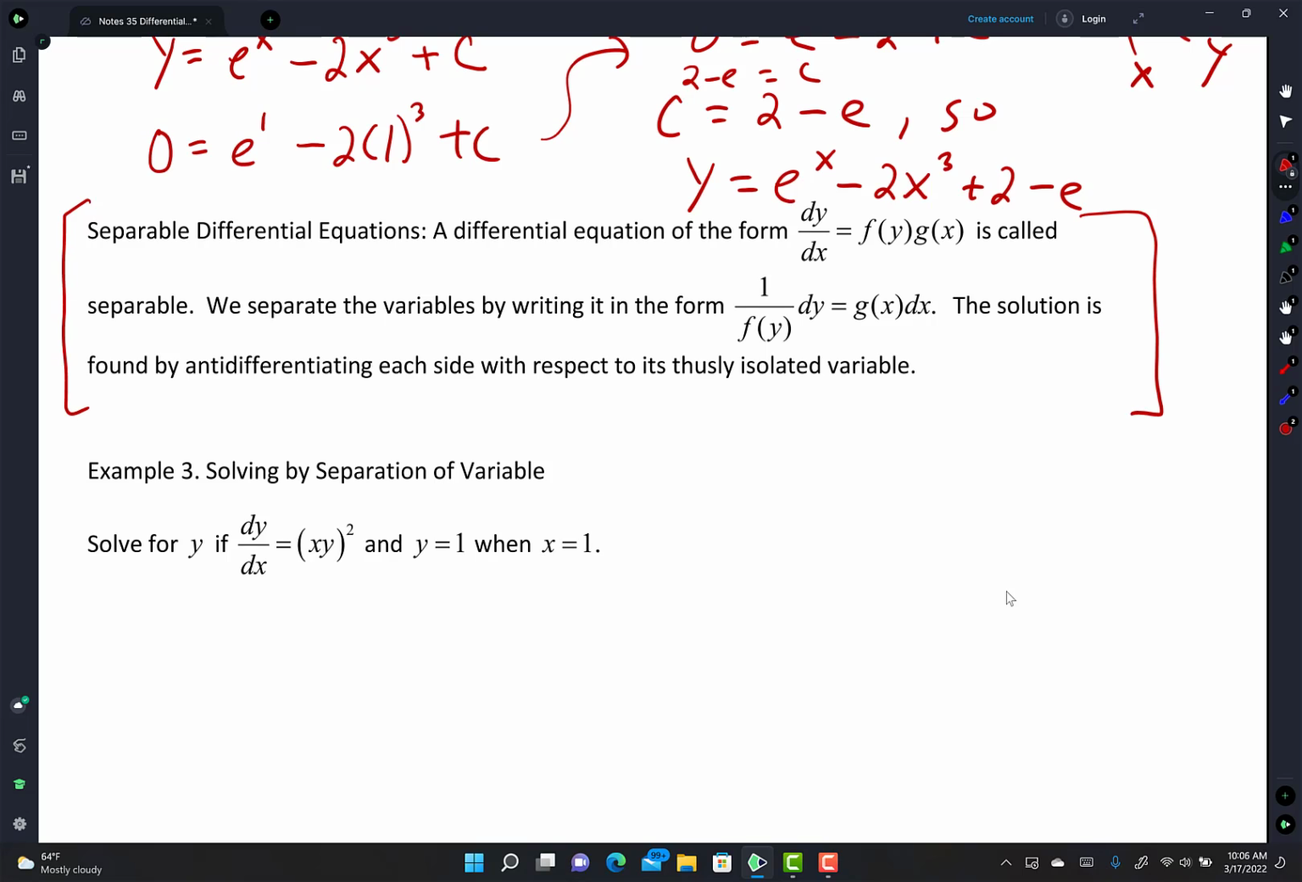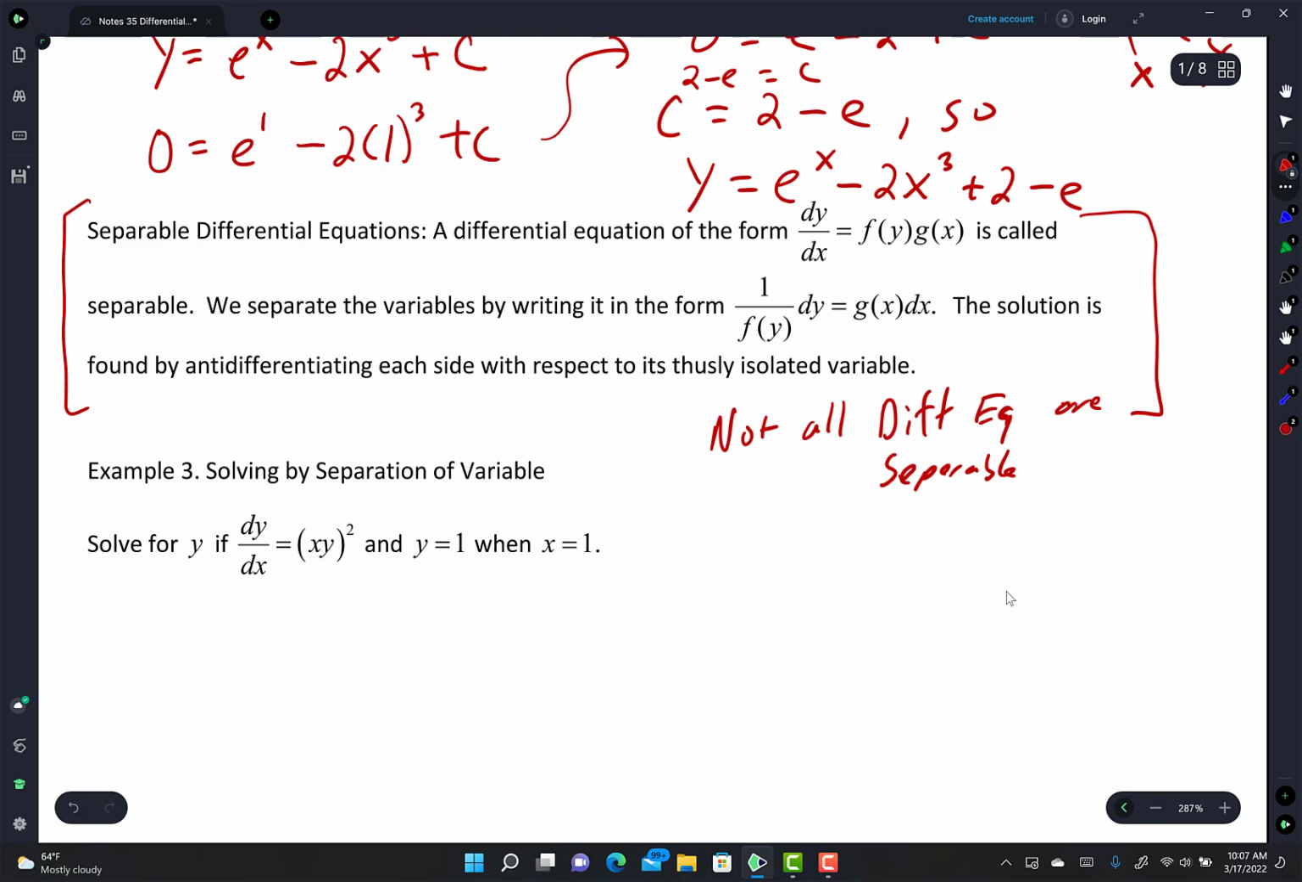Okay, all that means is that you can group the x's with the x's, the y's with the y's. Now, I probably should have put in there for good notes, not all differential equations are separable. So let me write that in here. Not all diff EQ are separable. That's how you abbreviate differential equations, diff EQ. But the ones that I show here, because we're rookies, these are.